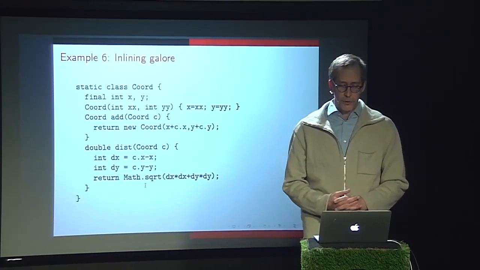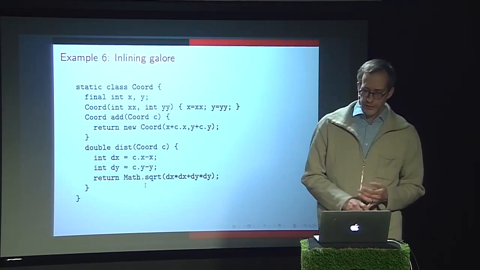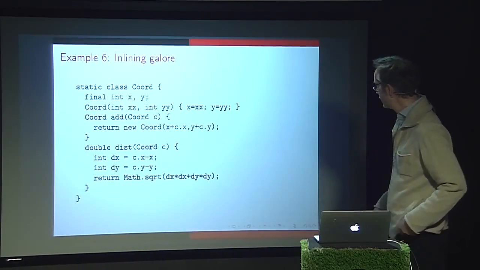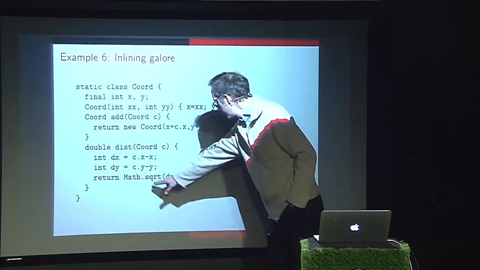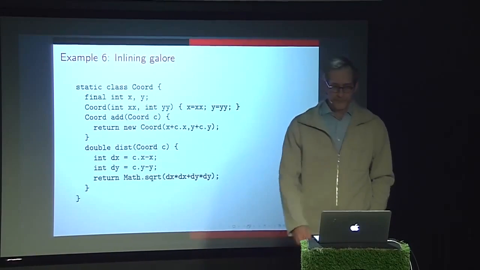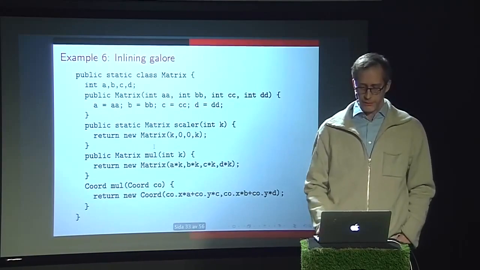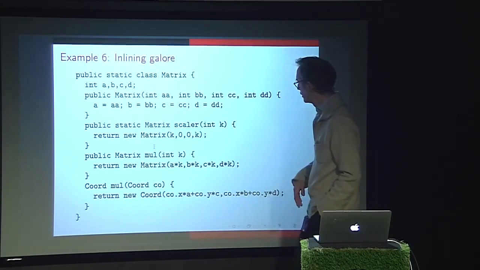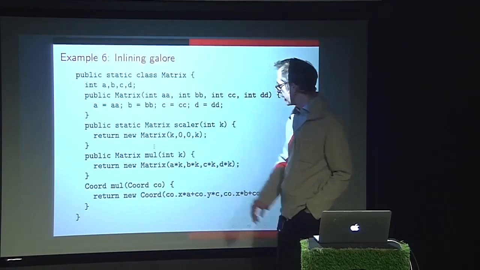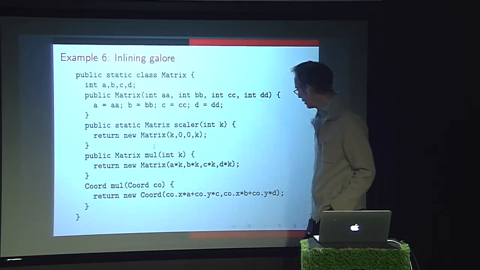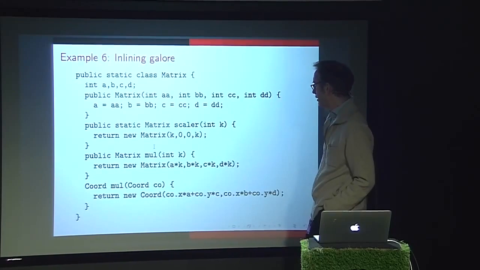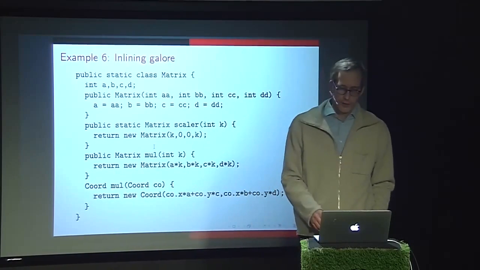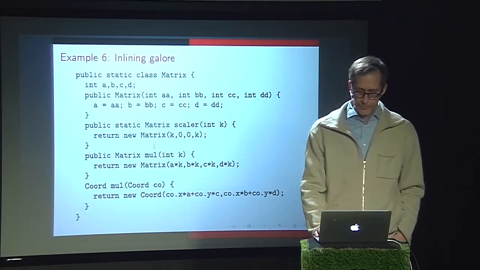Okay, so now a more complex example. Here's a coordinate. A coordinate is a 2-element vector, and you can calculate the distance with a square root. Here's a matrix, and it's a 2 by 2 element matrix. You can create a matrix scalar, you can create a matrix multiplication, and you can do a coordinate multiplication as well. There's a lot of objects.